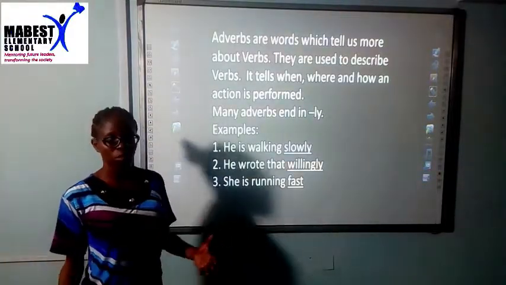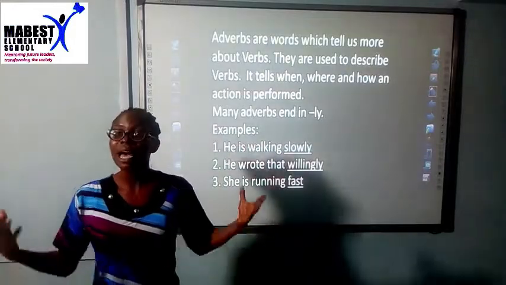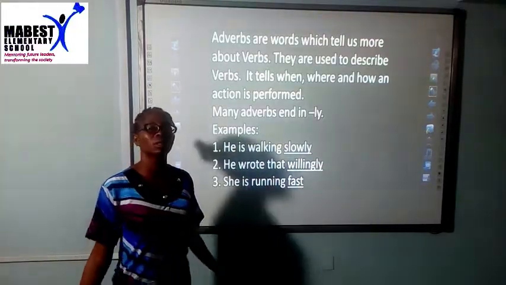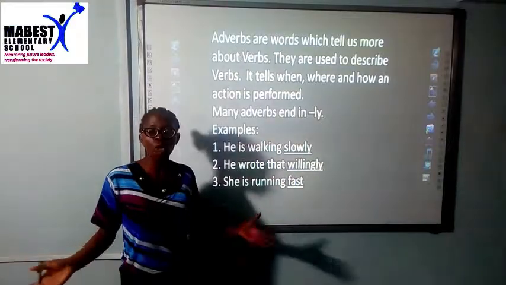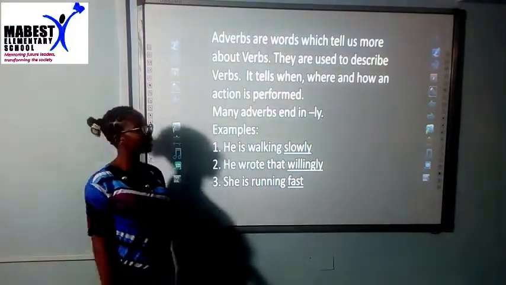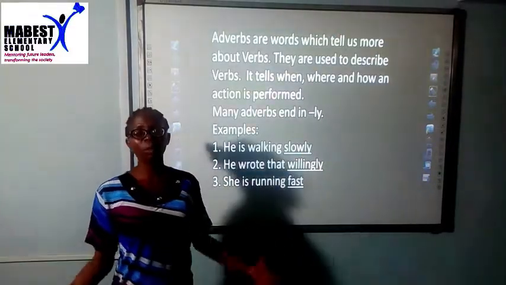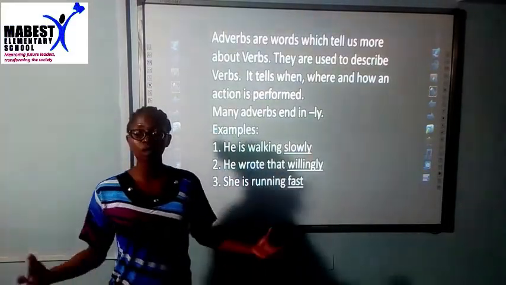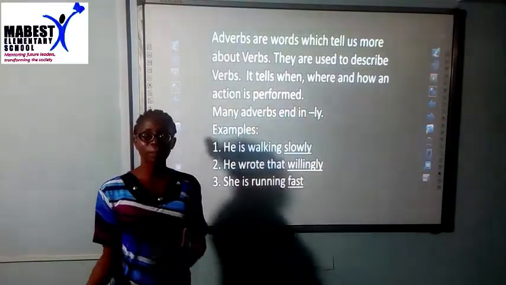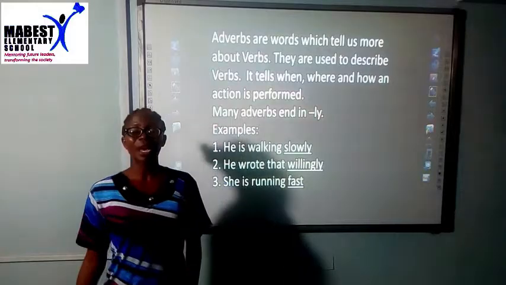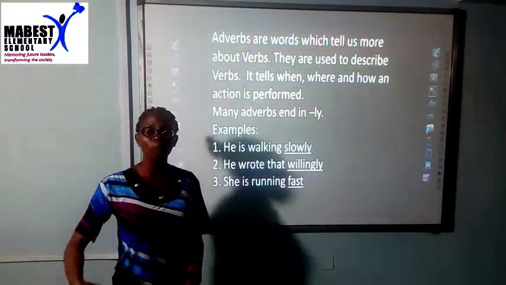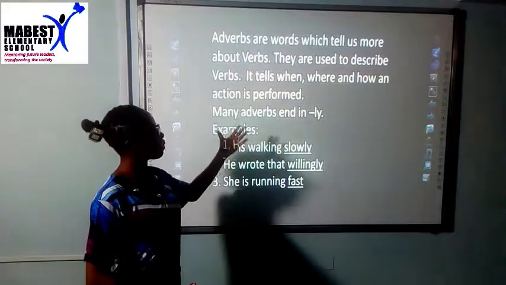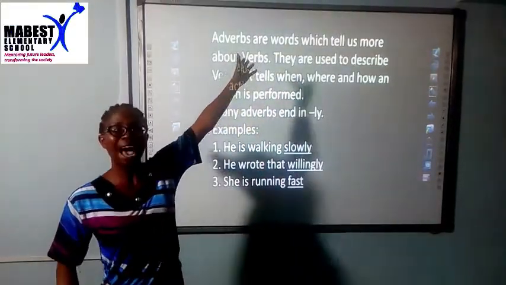We've been able to talk about one of the parts of speech today, which is the adverb. And I told you earlier on that an adverb gives us more information about a verb. It qualifies a verb. I told you that in a sentence, there must be someone performing the action, which is always the subject, and there must be a verb, the action being performed by the subject. So for you to give more information about the action being performed by the subject of the sentence, you have to use the part of speech which is the adverb.